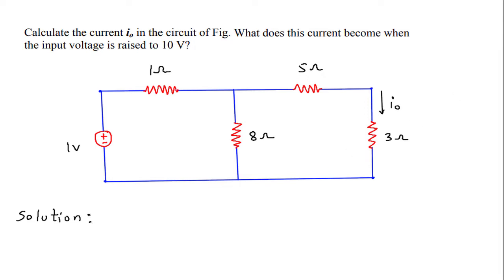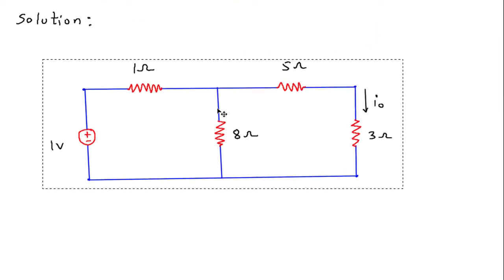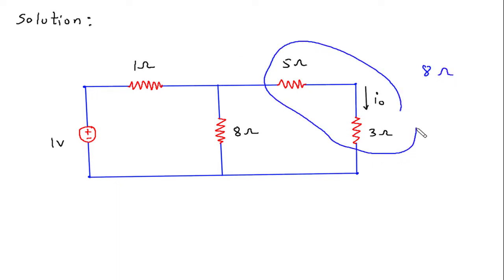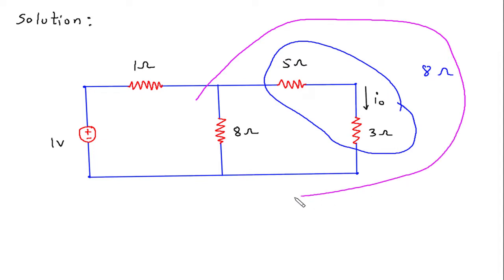First of all, we will redraw the circuit. Now we have to find this I0. So this is very simple. This 5 ohm and 3 ohm are in series, so this will be 8 ohm. Now this 8 ohm is parallel with 8 ohm, so this will be 4 ohm. Now this 4 ohm is in series with 1 ohm, so this will be 5 ohm.